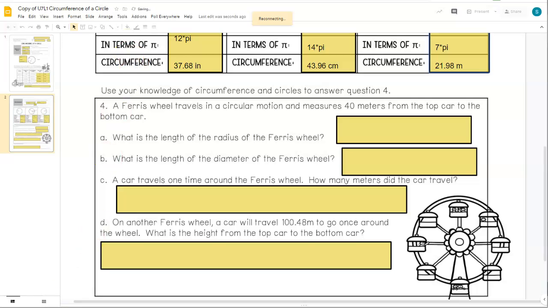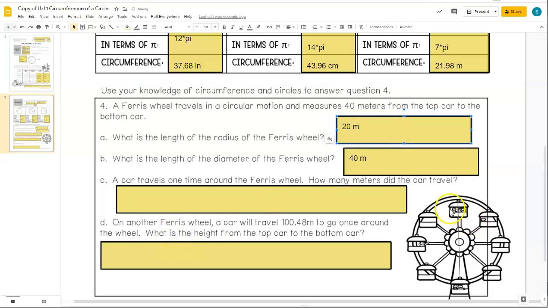I'm reconnecting, so I'm going to wait for this to reconnect. Okay, so let me draw a line here from the top of the top one to the top of the bottom one, and you'll notice that that follows basically the diameter of our circle, right? So 40 meters from the top to the bottom, then the diameter, which is actually the second question here, the diameter is 40 meters. The radius is from the center to the outside, so it looks like it's half the diameter. So that should be 20 meters.